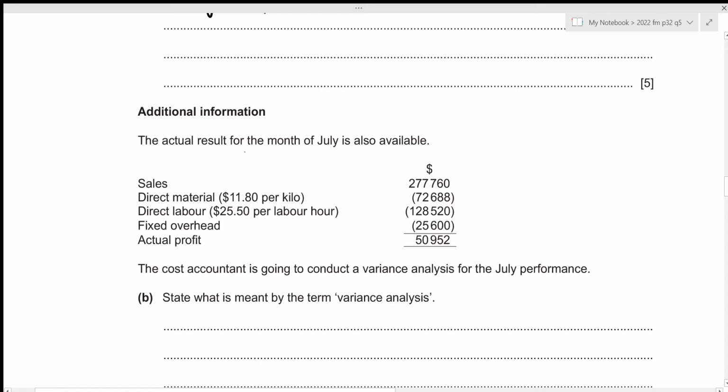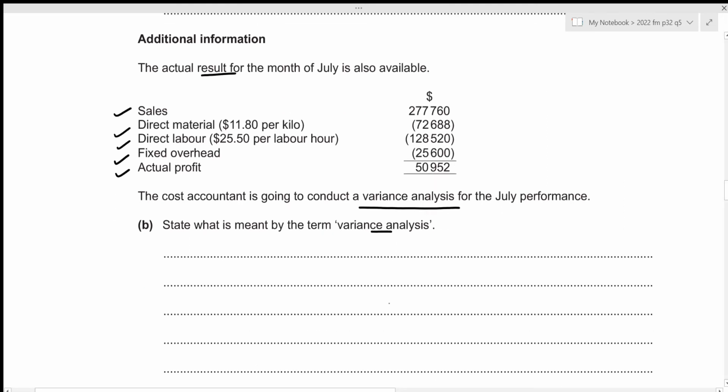We are given additional information. The actual result for the month of July is also available. So we're given the sales, direct material, direct labor, fixed overhead, and actual profit. Then the cost accountant is going to conduct a variance analysis for the July performance. Now for the second part of this question, we need to state what is meant by the term variance analysis. So variance is actually just the difference between our budgeted amount, whether it be cost or revenue, and the actual amount, again the cost or the revenue. Then the variance analysis is the way to identify and explain that difference.